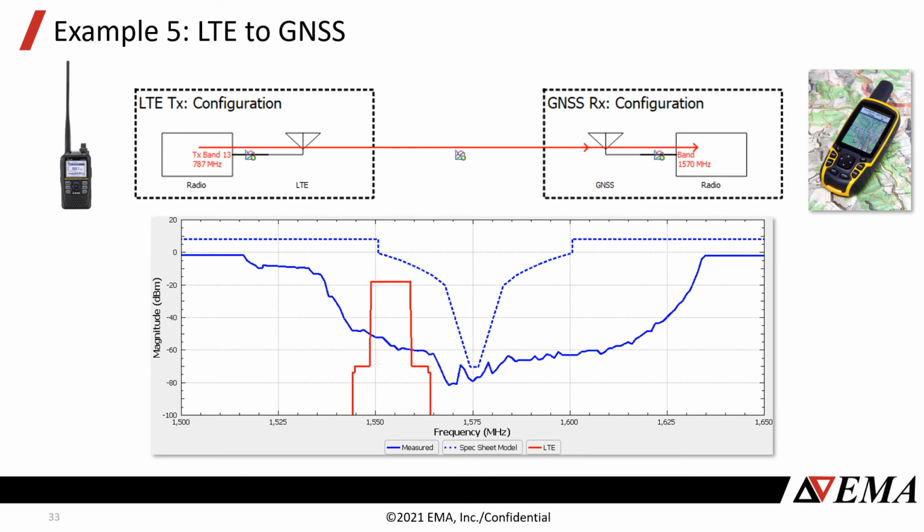But what's important here is to consider the spec sheet response of this GNSS receiver versus the measured response. And for this frequency in particular, if we were using the spec sheet model for this GNSS receiver, we would say there's no problem, no interference here. But when we use our much more accurate measured data, then we are predicting interference, and significant interference, as you'll see here in a moment.